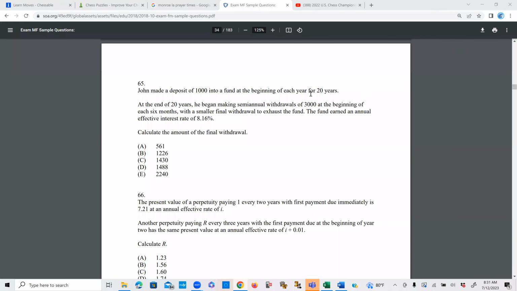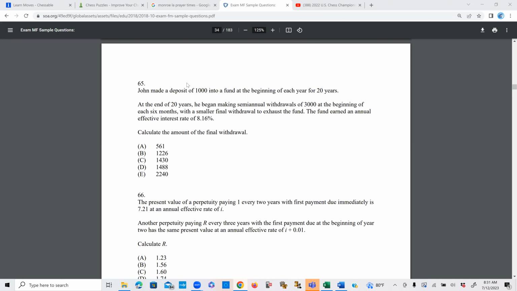John made a deposit of 1,000 into a fund at the beginning of each year for 20 years. At the end of 20 years, he began semi-annual withdrawals of 3,000 at the beginning of each 6 months, with a smaller final withdrawal to exhaust the fund. So that's a drop payment. The fund earned an annual effective 8.16%. Calculate the amount of the final withdrawal.